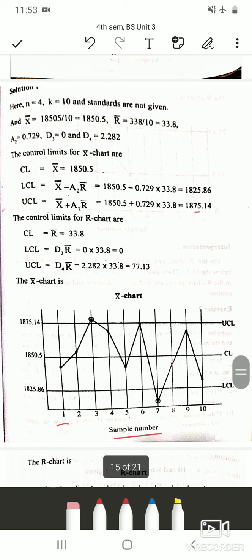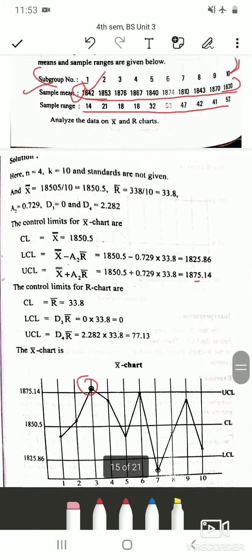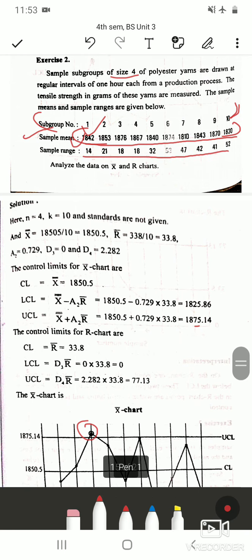See if all the points lie within the control limits. Here you can see one point lies outside the limit, therefore we can say there is lack of control or the production process is not under control. So coming to our R chart, again the standards are not given, therefore the central line will be R bar, which is 33.8.